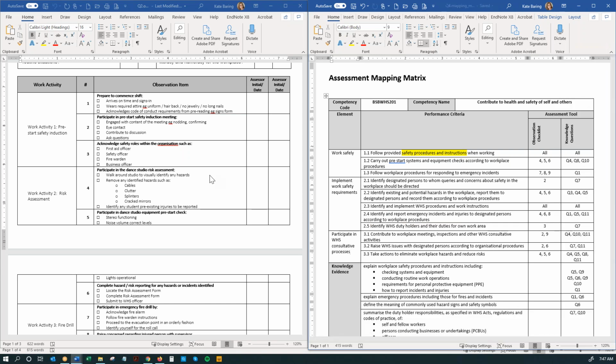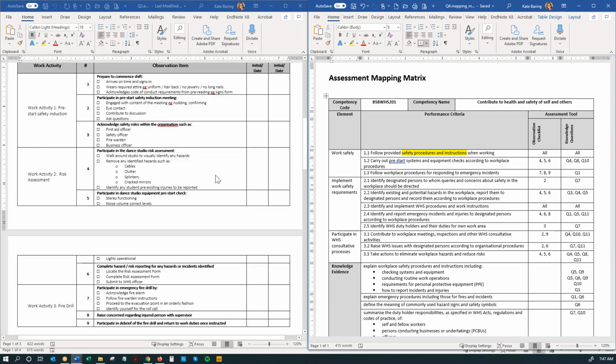So in our observation checklist, we workshopped it, and we decided that the first work activity around safety would be our pre-start safety induction meeting. That's when you first come to work at an organisation and you are being part of an actual meeting that's going to provide you with, I guess, instructions and all the details about what's going to go on today within the organisation around particularly that safety topic. So that's our first work activity.